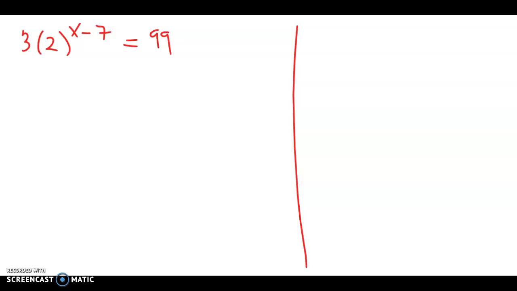And you realize that there is 3 in front of that. 3 is being multiplied by that whole term, and we don't need that, so we're going to divide both sides of the equation by 3. That's the first step, just to get 2 exponent x minus 7 to stand on its own.